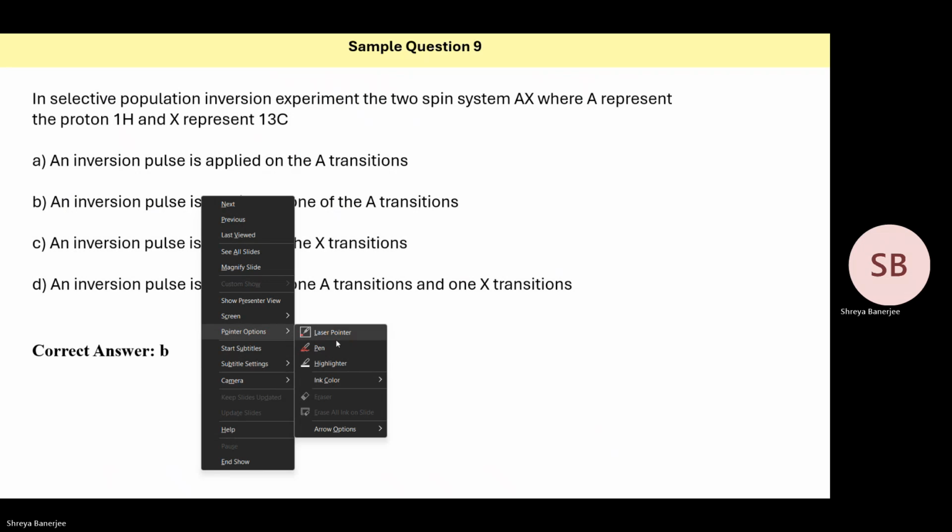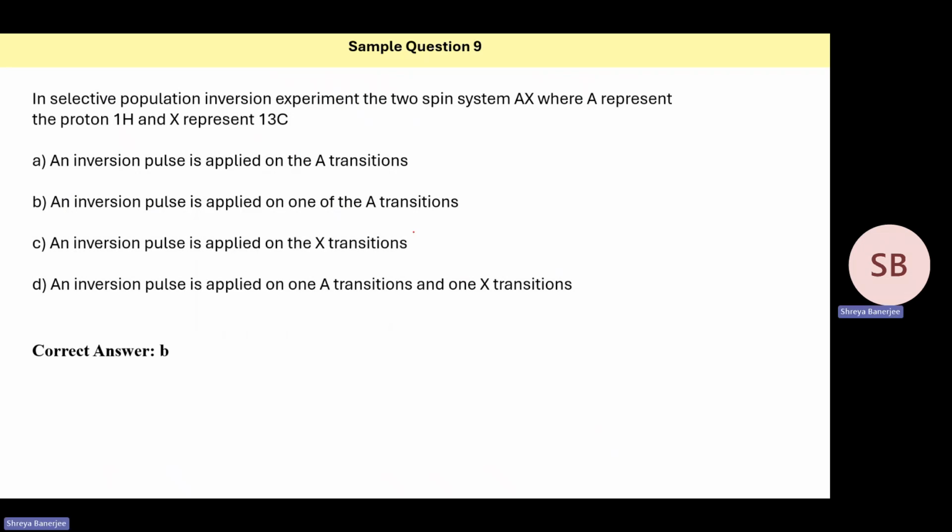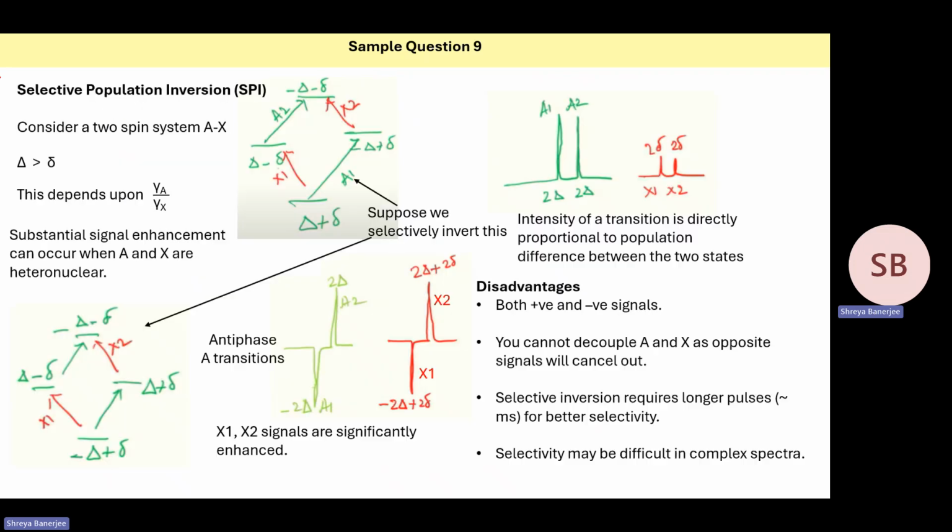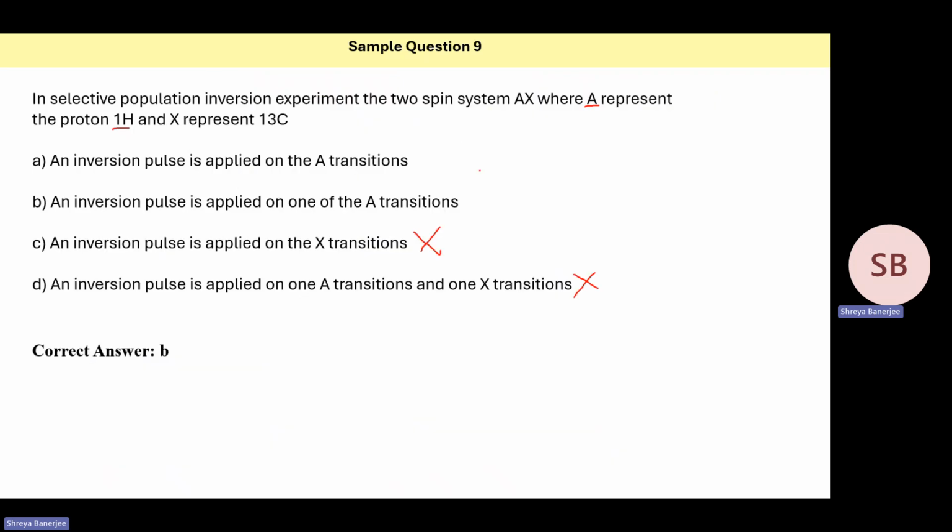So inversion pulse applied on X is wrong. Inversion pulse applied on the other option is also wrong. Inversion pulse is applied only to the high intensity signal, which in this case is 1H, which is A. So the inversion pulse is applied to A, but we have A1 and A2, and we are applying it to only one of the A's. So this option is also wrong because it is saying both the A's. So the correct answer is option B.